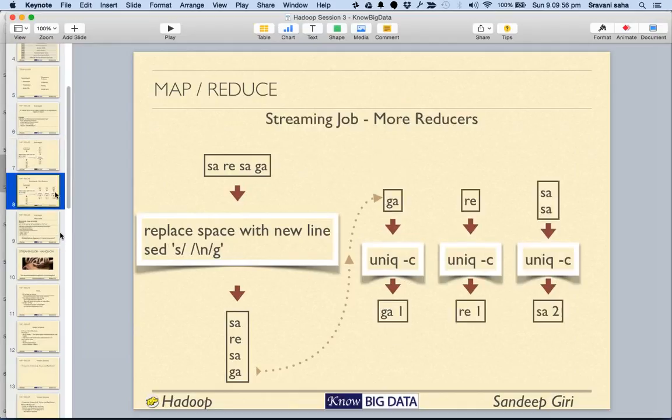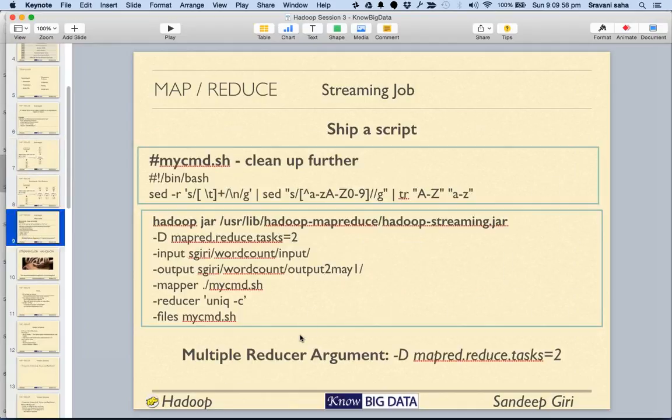All right, so now let's say we want to clean up further. Let's say we want to first replace space and tab with the new line, and then, whatever is the output, substitute non-alphabetic characters with this.